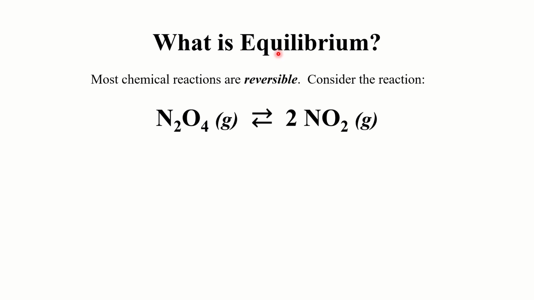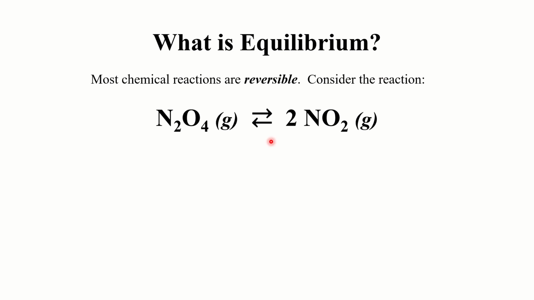First, what is equilibrium? Contrary to what you have learned up to this point in chemistry, most chemical reactions are actually reversible. Typically, when we think of writing chemical reactions, we write them with that forward-only arrow to denote the conversion from reactants to products, but most reactions are reversible. They can run in both directions, as noted here by the double arrows.